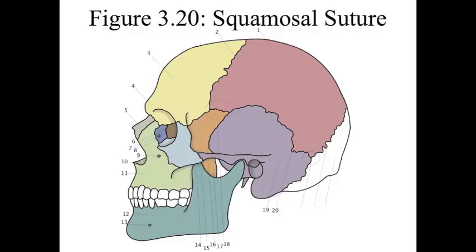Number 20 is the squamosal suture. This name seems kind of weird until you learn more about the temporal bone. The temporal bone has a flat section called the squamous portion of the temporal bone. It's flat because it's been squashed. That's how I remember. So that top line of the temporal bone is the squamosal suture.